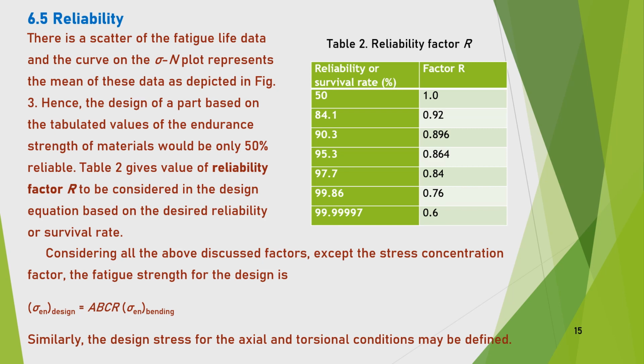Similarly, the design stress for the axial and torsional conditions may be defined. It is to note that all these factors A, B, C and R have values unity or less than unity. If the factors which we have discussed affect the fatigue strength adversely, the factors A, B, C and R will have values less than 1.